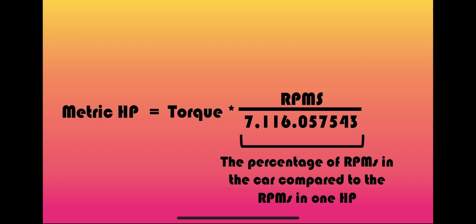Thus, what we are truly doing in this equation is multiplying the torque by the frequency of the crankshaft's rotation in a 1 minute period relative to the frequency of the crankshaft's rotation, or the wheel in the example with the horse, that is in 1 horsepower. This is how we can calculate the horsepower of a car using its torque.